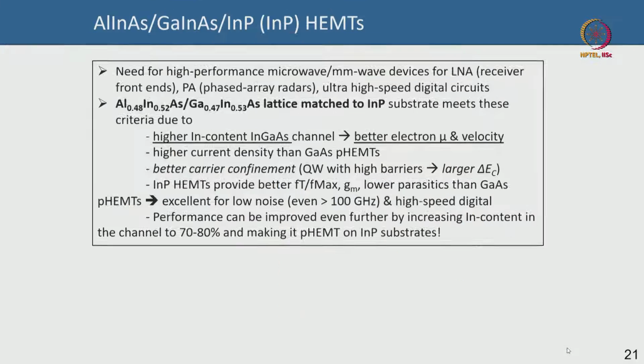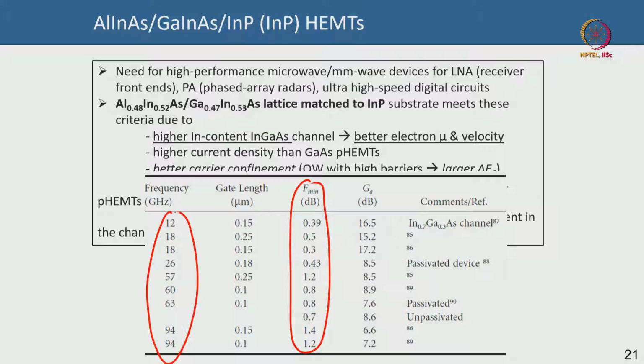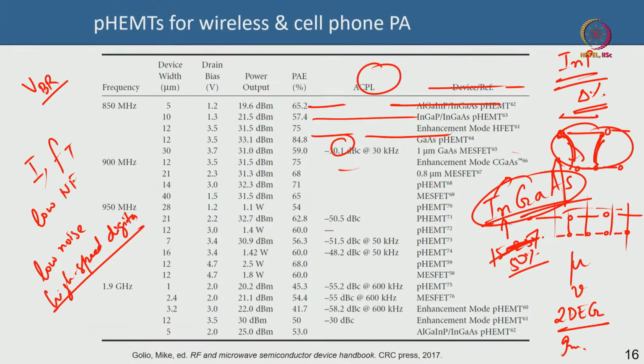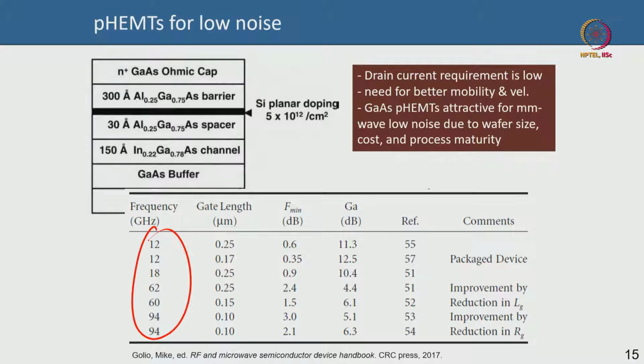You can quickly go through that. The thing is that the noise figure you can see for the similar frequency range going from 12 to 94 gigahertz for an indium phosphide HEMT, this noise figure is much better than what you saw in a normal gallium arsenide pseudomorphic HEMT. Remember, we saw some numbers from 12 to 94 gigahertz. The typical noise figure was 0.6, 0.35, 0.9, 2.4, 1.5, 3.0, 2.1. Gain 11, 12, 10, 4, 6, 5, 3, 6.